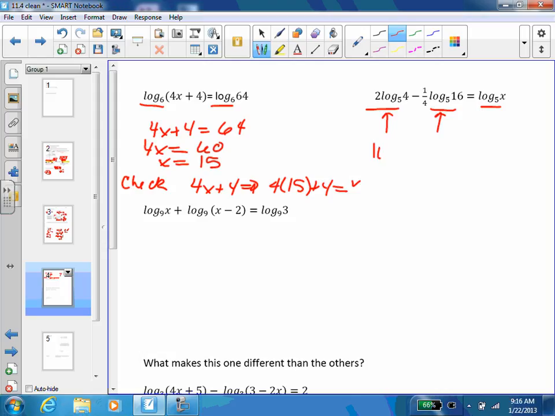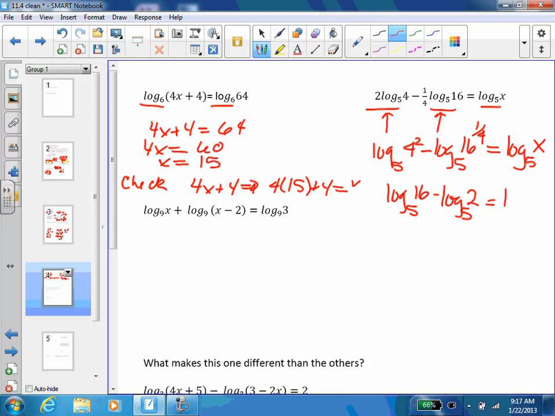Good. So we're going to say log base 5 of 4 squared minus log base 5 of 16 to the 1/4 equals log base 5 of x. Well, that's log base 5 of 16 minus log base 5 of 2 equals log base 5 of x. All right, what do I need to do now?